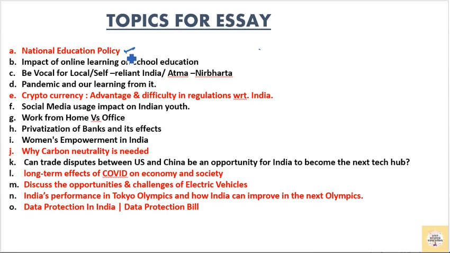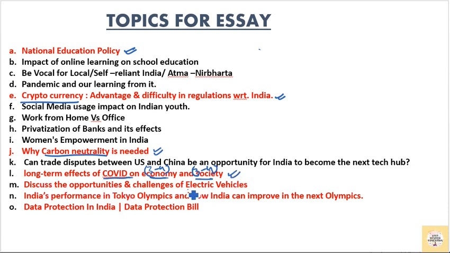Like national education policy, then cryptocurrency, you have to read about cryptocurrency first, then net carbon neutrality. Most of you might have covered all these things, but giving at least one reading to a few essays on carbon neutrality will definitely help you. Then effects of COVID on economy and society. So 3-4 points here, 3-4 points here, that is enough. 3-4 impacts on economy, 3-4 impacts on society, that will help.